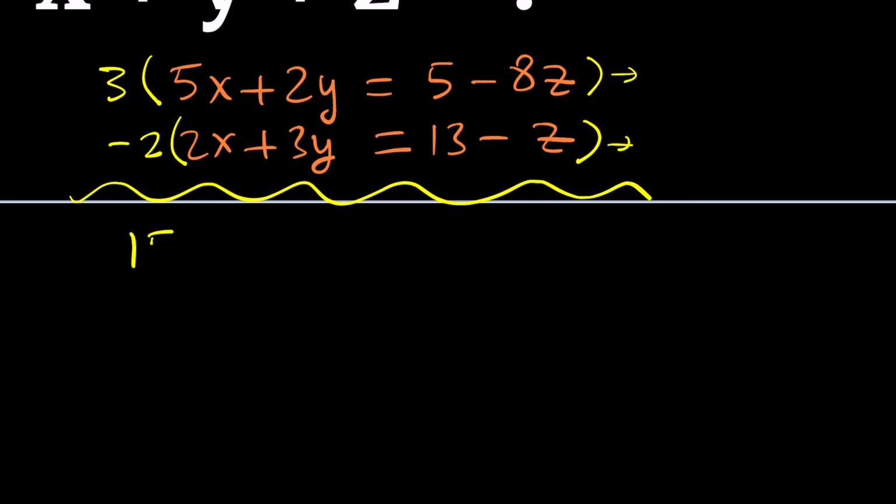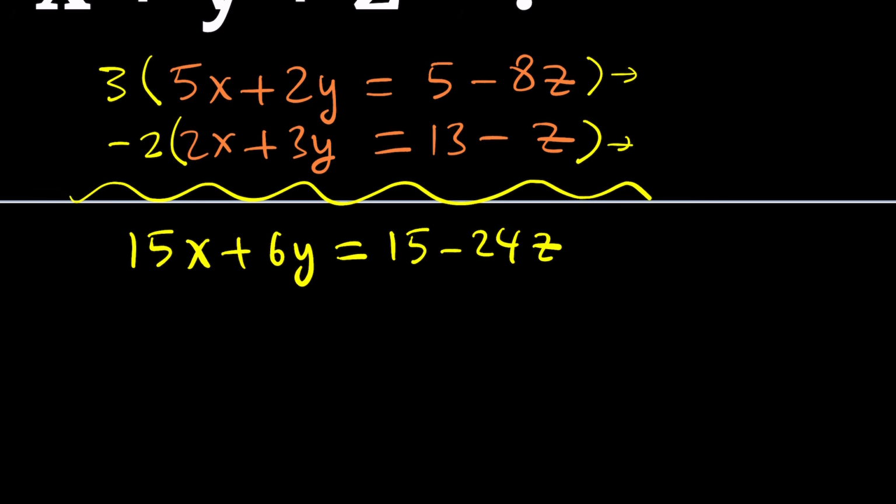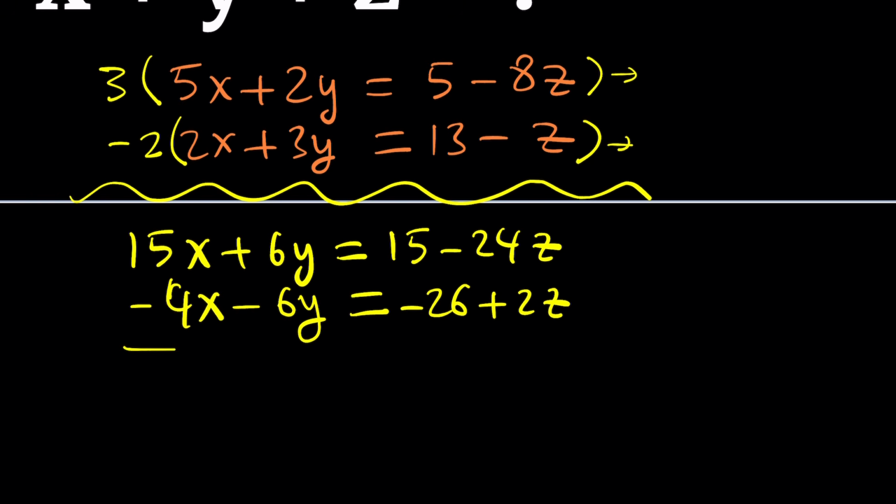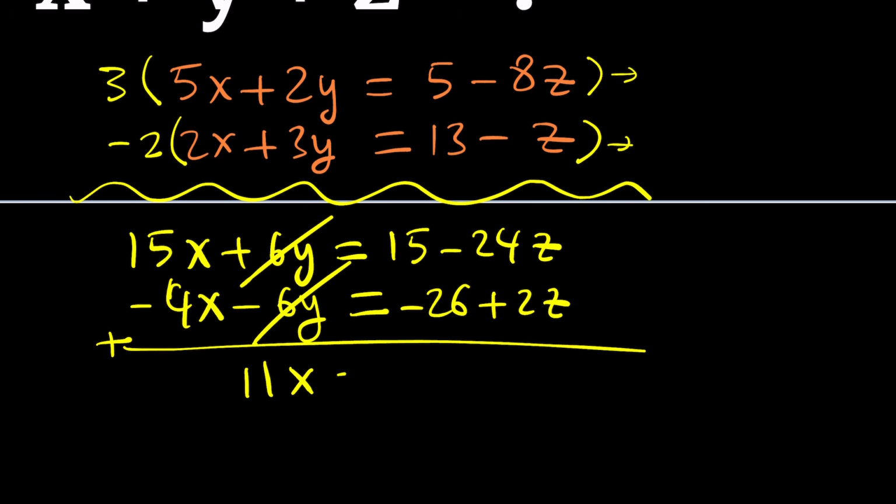Normally, I would continue like this, but if you don't have room, you can also write it underneath here. So we're going to get 15x plus 6y is equal to, make sure to distribute the 3, and then distribute the -2, okay? And then that'll give you -6y, and that should equal -26 plus 2z. And now we're going to go ahead and add these two to eliminate y. That'll give us 11x equals, now let's see if we can simplify this, -22z minus 11. Wow, isn't that amazing?